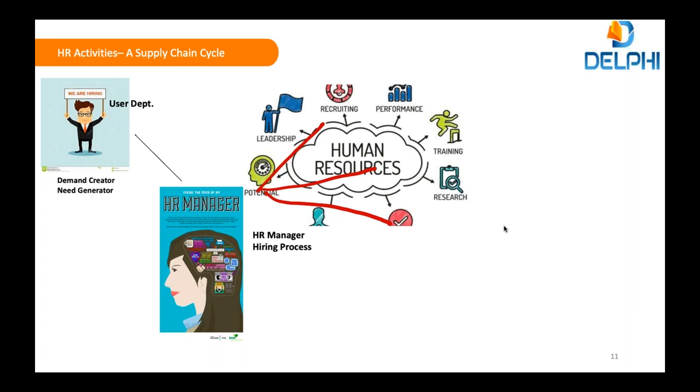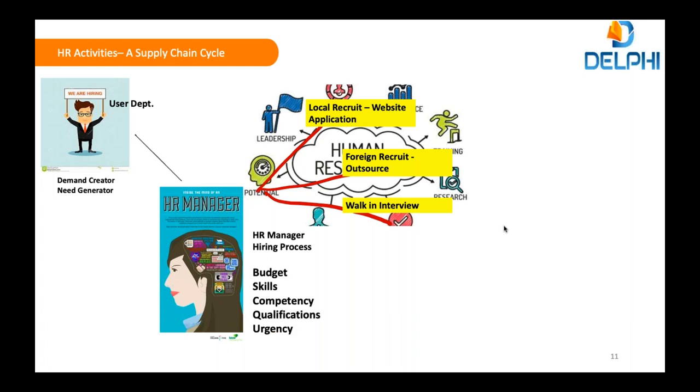Now the HR manager is specialized in HR. He goes to a local recruitment website or application, or he goes outside to find an outsourced partner or a foreign recruiter, or he arranges a walk-in interview. Doing all these things, he keeps in mind the budget available for the company, manpower resources, the skills required, the competency, the qualification and urgency. Here the only change is that instead of buying a product, we are going to hire a person who can do work for the organization. But it is a similar process to a supply chain.